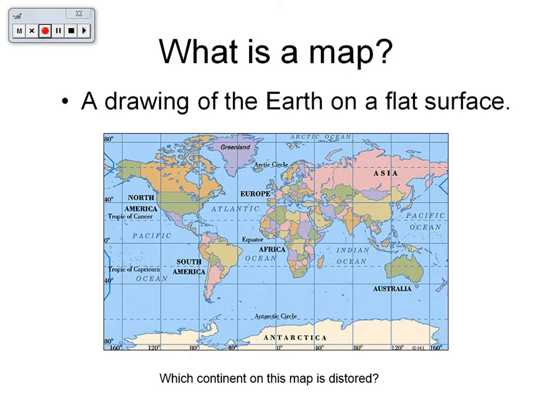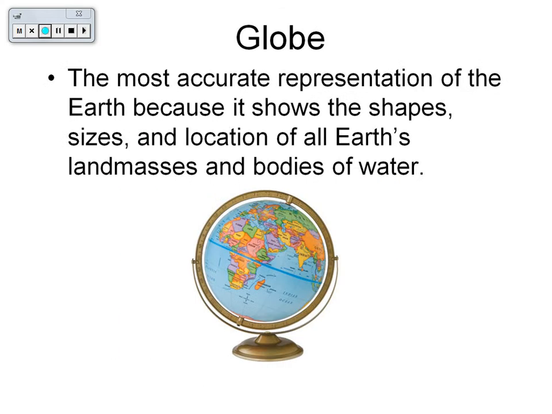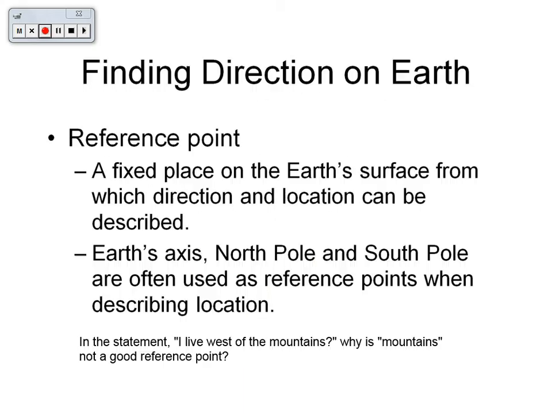We're taking something that was round and now flattening it out. A globe, however, is a more accurate representation of the Earth because it shows all the shapes, sizes, and locations of the land masses and bodies of water more accurately. Unfortunately, it's not very convenient to carry around a globe, and globes don't give you a ton of detail, so we have to use maps, which are a little bit easier to transport and can provide us with details about cities and towns and roadways, etc.